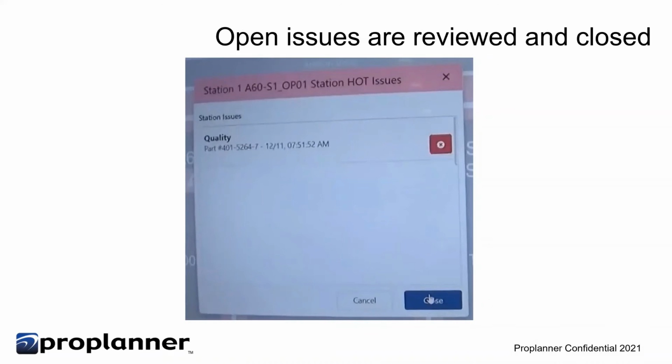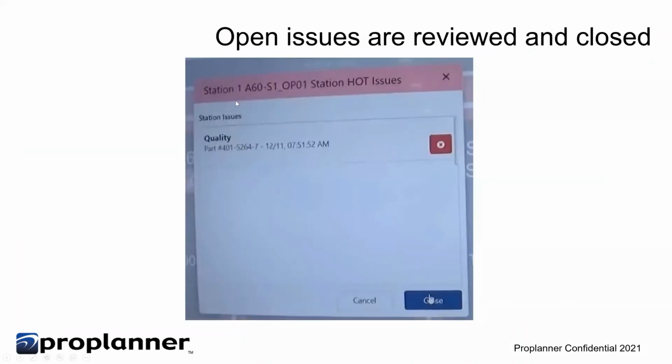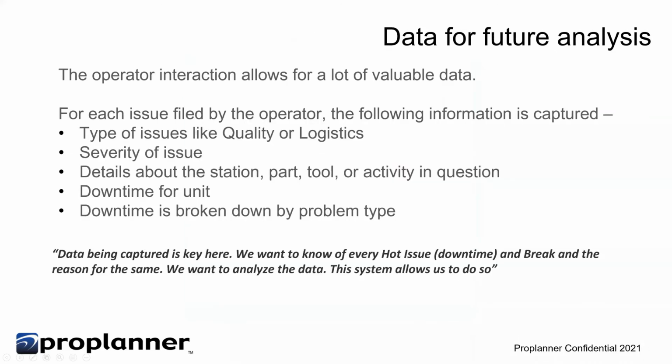Anyone on the shop floor who has access to the Factboard can click on that issue. So you saw the little exclamation mark here. You can click on that issue, and you can look at the details of that particular issue. So you can see someone here filed a quality issue for that part number, and it captures when it was filed, who filed it, and the time that it was filed.